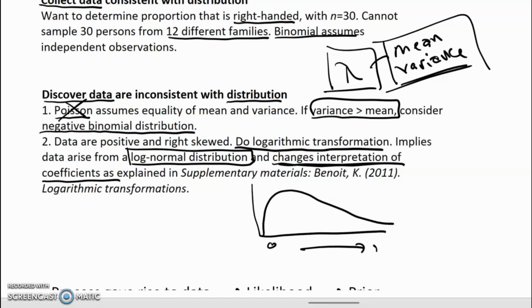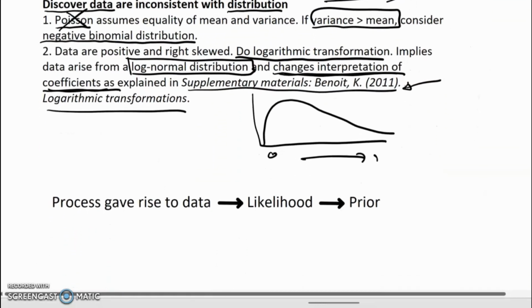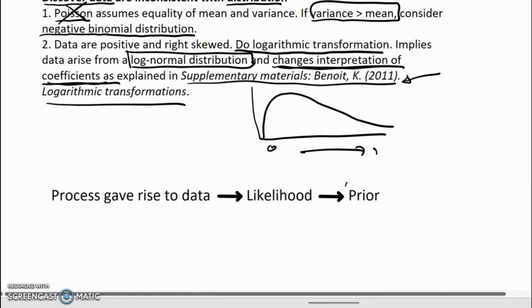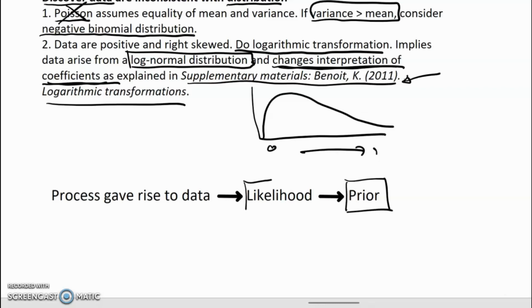Now, this changing the interpretation of the coefficients is a very important thing. It's not particularly relevant to this seminar on Bayesian statistics, but if you are going to do logarithmic transformations, you might want to look at this thing in supplementary materials on eclass. So, bottom line, this week is all about the prior. The likelihood function is going to play an important role in determining the prior, and the likelihood function reflects the process that gave rise to the data.